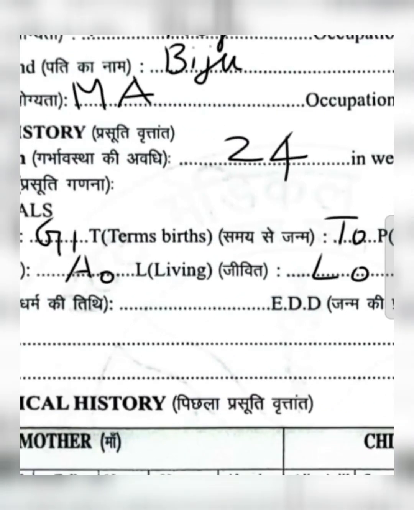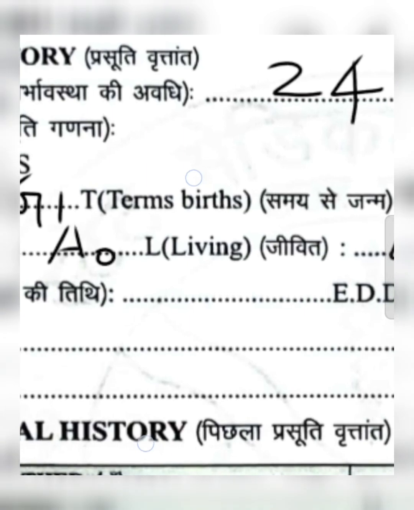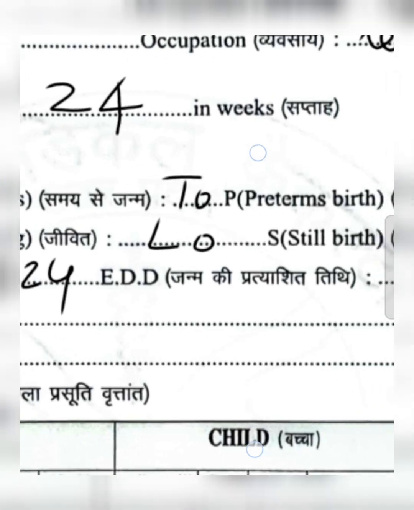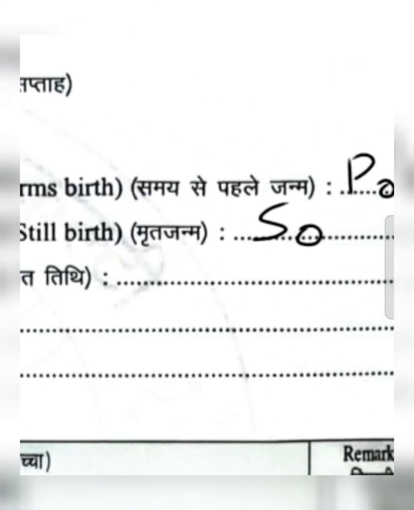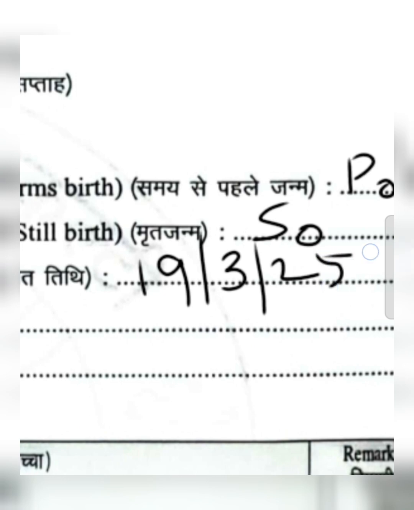After that, we are going to write the LMP. So here I am going to give 12/6/2024. So this is her LMP, and the EDD will be 19/3/2025. So this is her EDD.